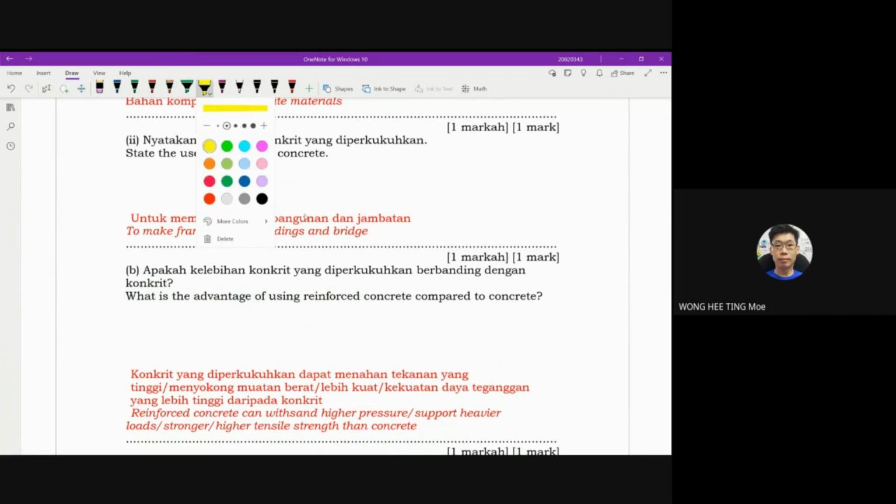How many marks? 1 mark. Any one of these: withstand applied very high force, with high pressure; support heavier loads; stronger; higher tensile strength than concrete. So you can choose any one. It can withstand higher pressure than concrete. You have to mention "than concrete". It supports heavier loads than concrete. It is stronger than concrete.